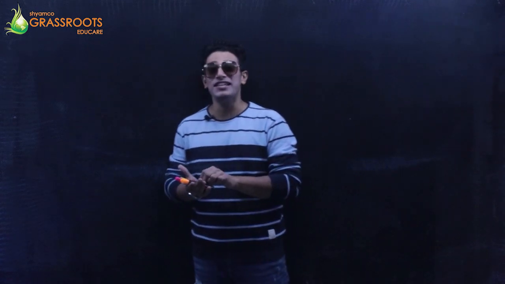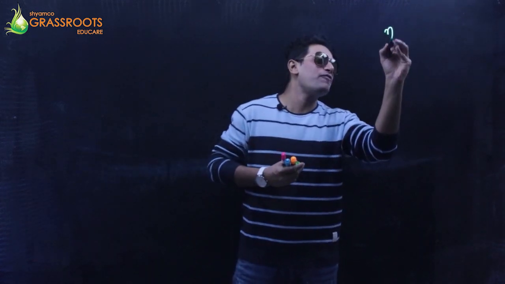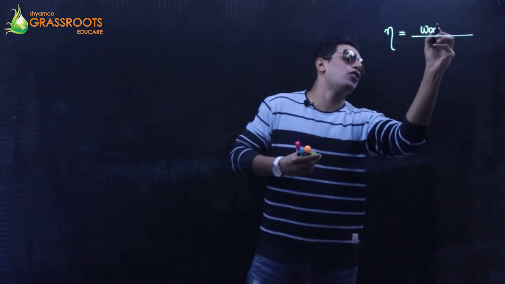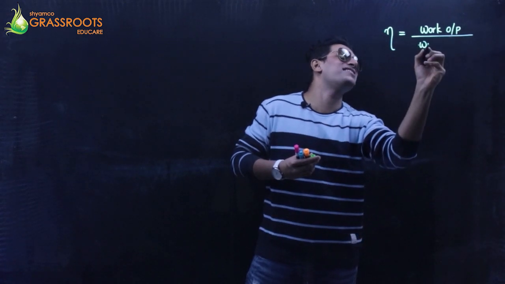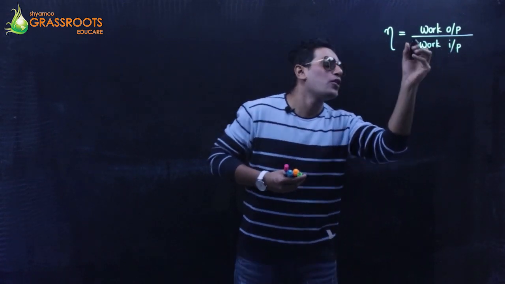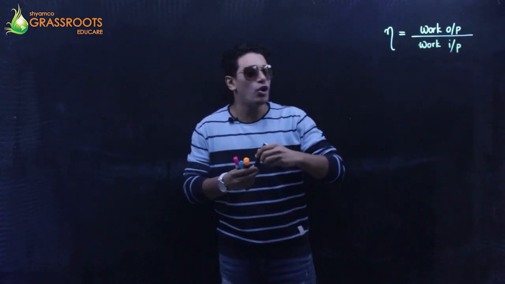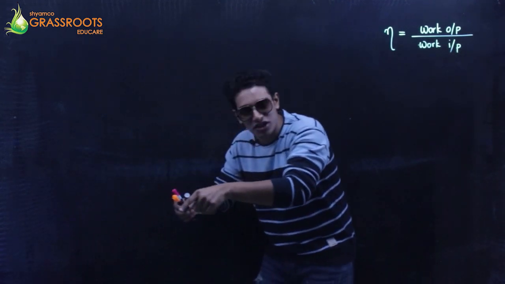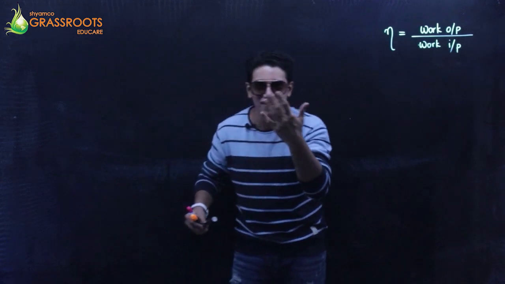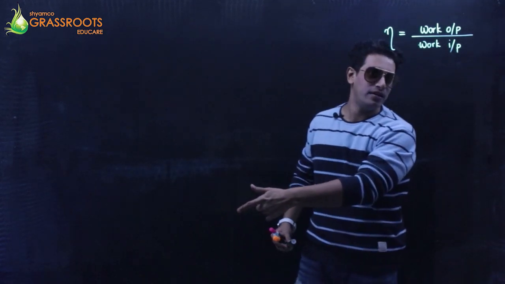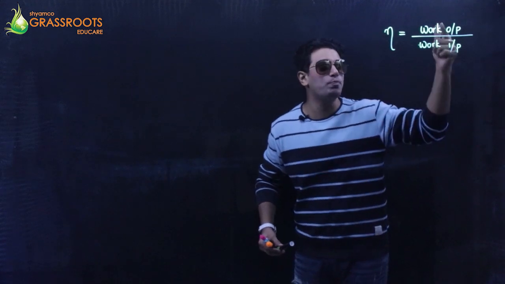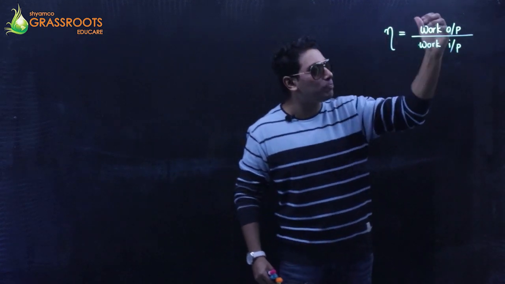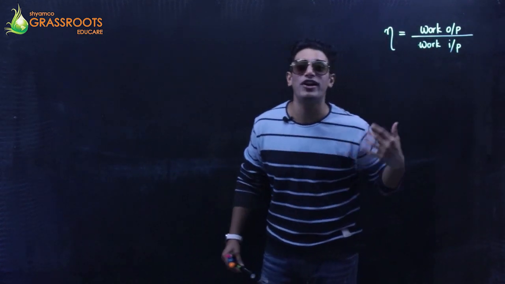We're talking about efficiency. Efficiency is the ratio of work output and work input. If I write it simply like that, it doesn't make much sense. What do you mean by work output? Work output is the work done on the load by the machine. Output means the result which I get. Result means the load. Input is effort, output is load. Please connect it this way.